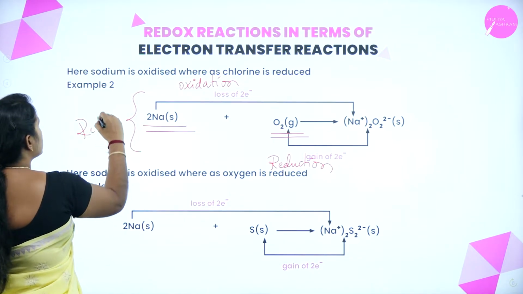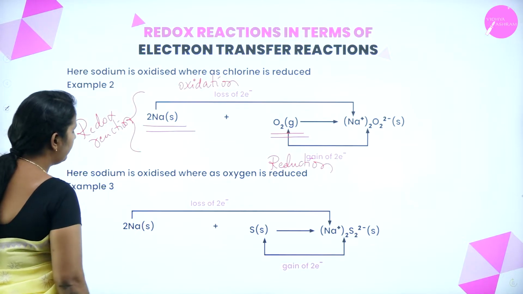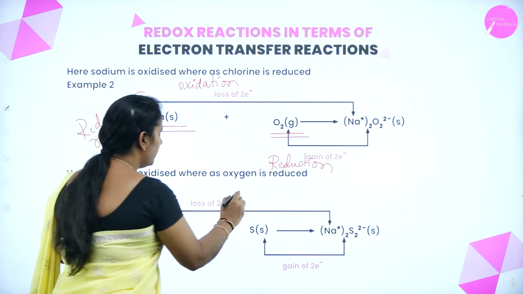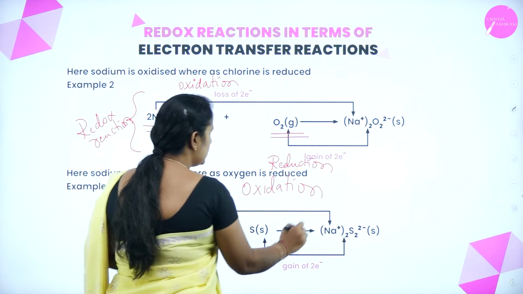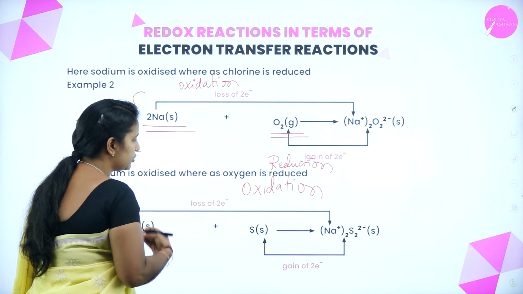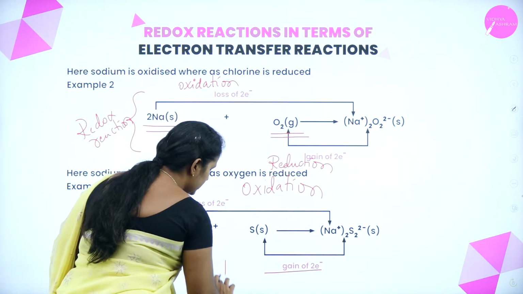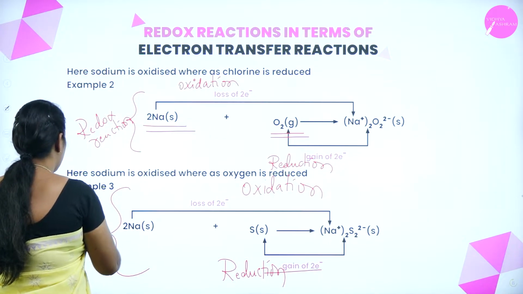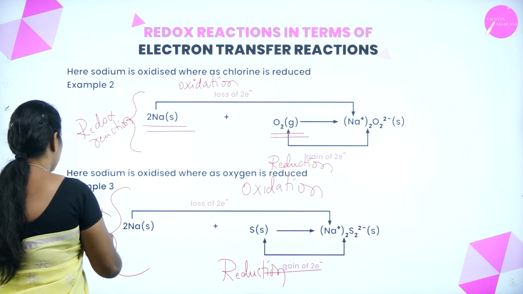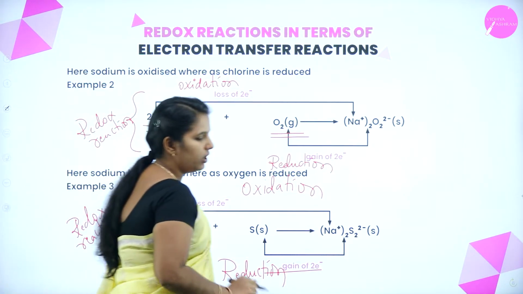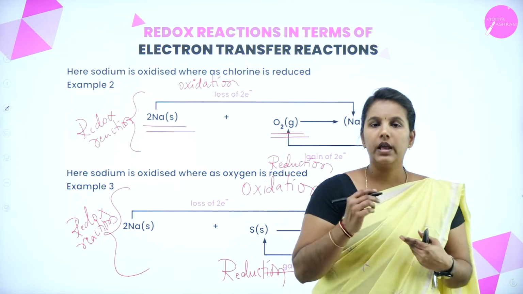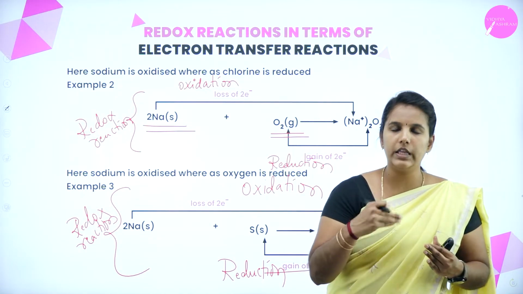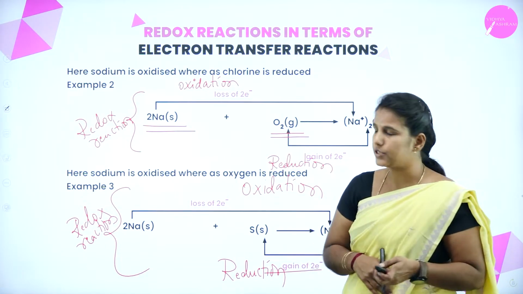Similarly, I have another example where the sodium loses electrons and becomes oxidized, whereas sulfur accepts the electrons, so it gets reduced. Reduction is taking place. Hence, this is an example of a redox reaction. If oxidation and reduction take place simultaneously within a single step, then only can we say it is a redox reaction.